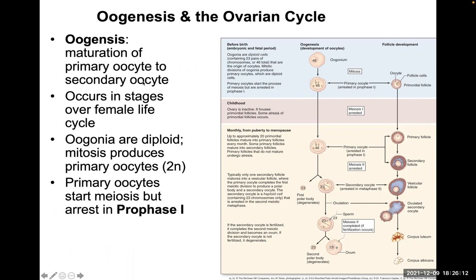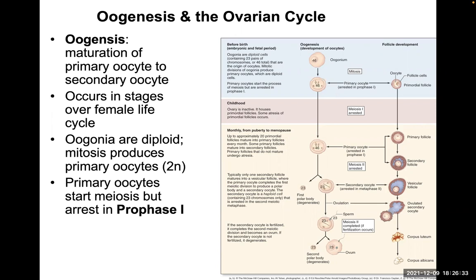Again, just keep in mind oogenesis. Oogenesis in this context describes a process by which an oocyte matures from primary to secondary, and it occurs once a month. But all of the primary oocytes and primordial follicles, all of those are formed before birth.